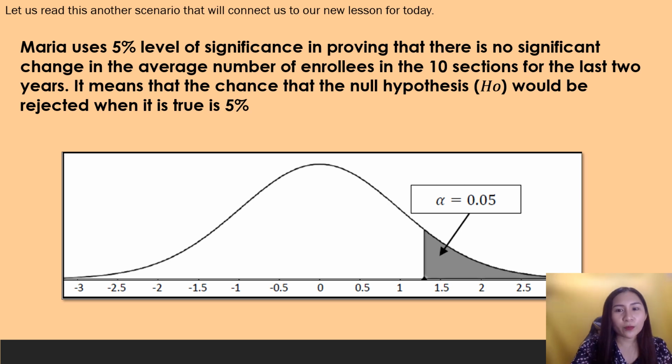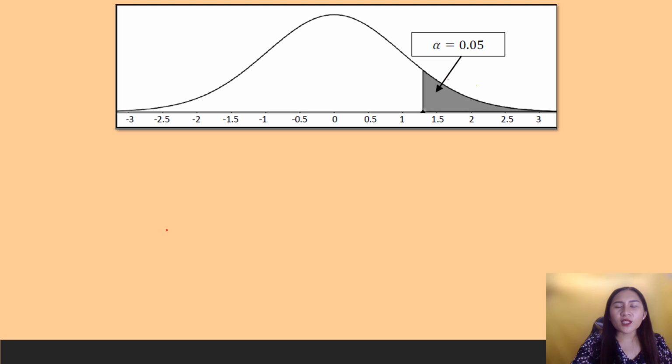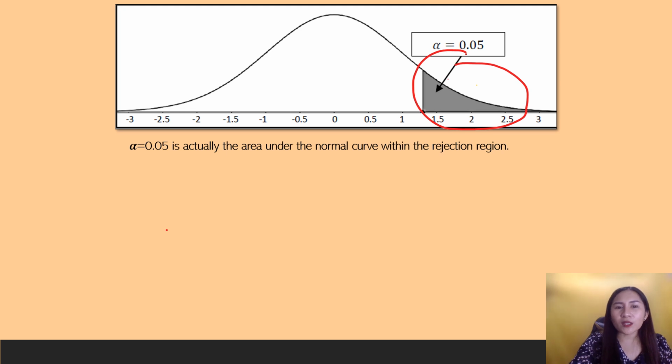Yes. Thank you very much, Kate, for giving me a very comprehensive response. That's correct. Now, in this figure, it's very evident that you can already identify the alpha. The shaded region there is 0.05. It is actually the area under the normal curve within the rejection region. This is our rejection region. This is our acceptance region.